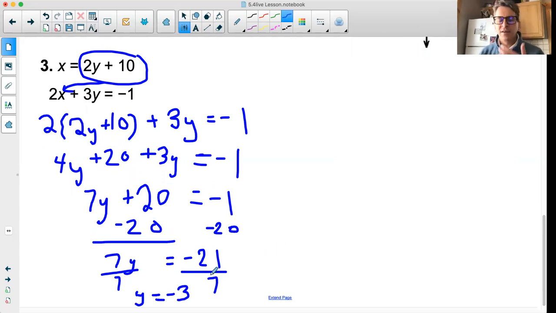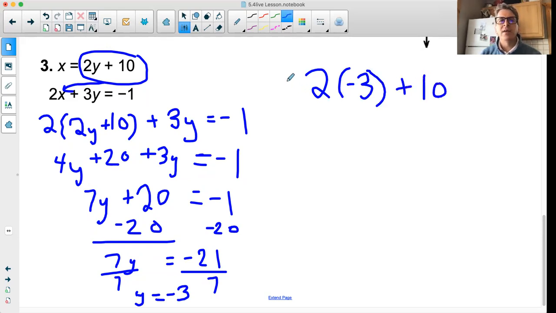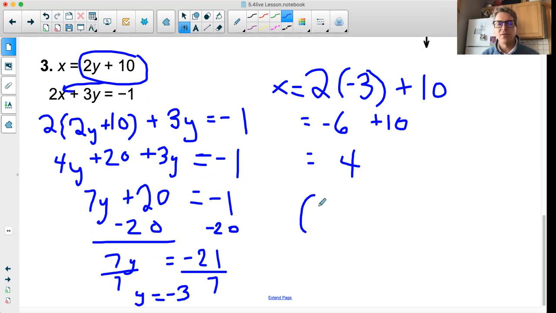I did not get anything that looked a little crazy there. So we're going to have to just go ahead and find the x. x is 2 times the y, 2 times the negative 3, and then we're going to add 10. 2 times negative 3 is negative 6. Add 10, and you get x is equal to 4. So your answer there is the actual ordered pair 4, negative 3.